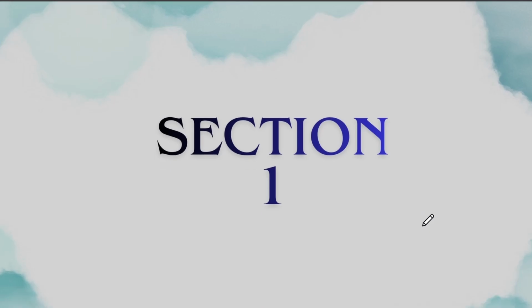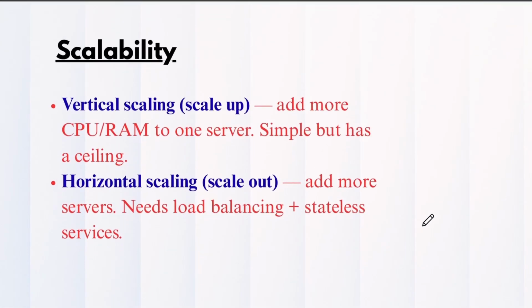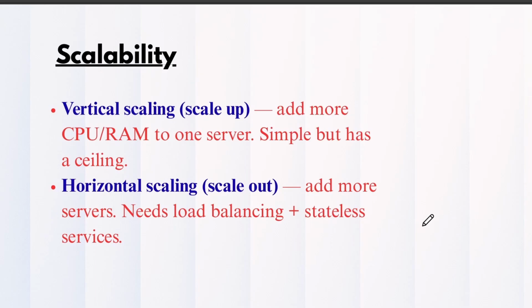Now if you come back, in this video we are going to discuss section by section. The first section that we are going to discuss is scalability. In scalability, we have two types of scaling. One is vertical scaling, another is horizontal scaling. So what is meant by vertical scaling and what is meant by horizontal scaling?